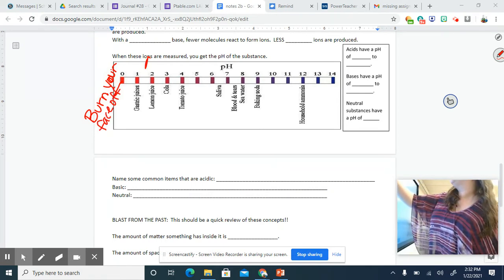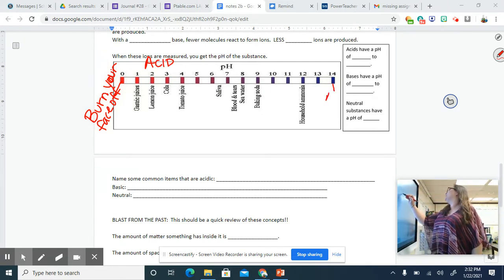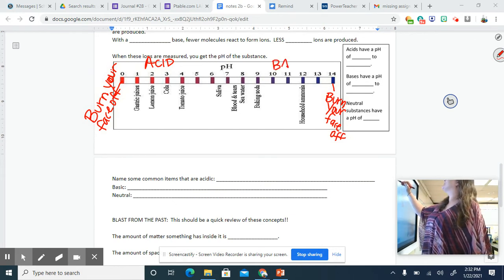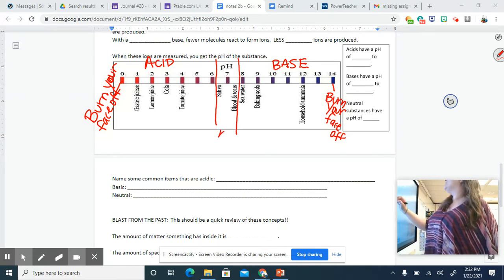And these are acids on this side. And then 14 over here is a burn your face off. But those are bases. Then here is neutral.